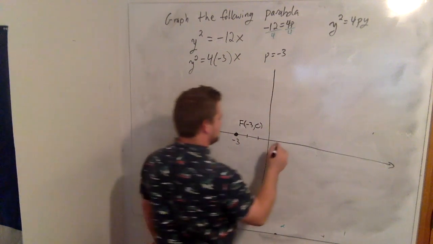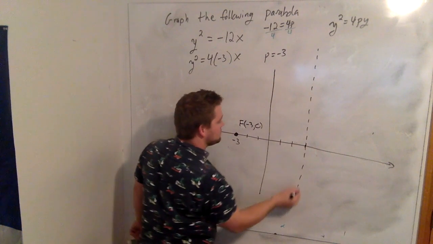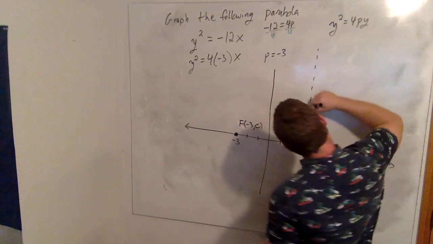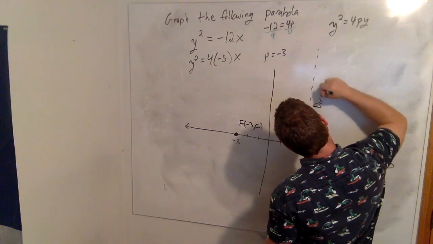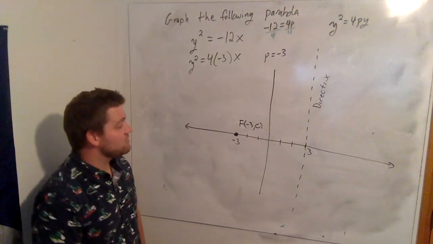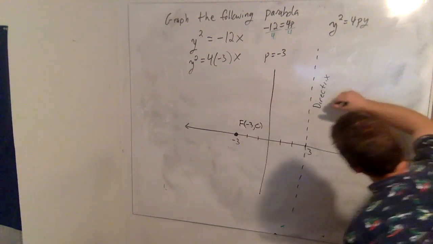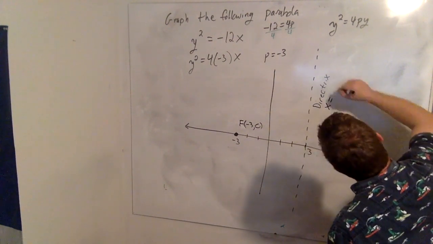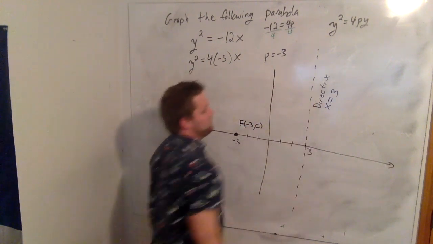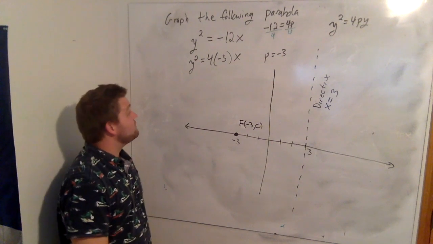Okay, the directrix will now be a vertical line. The coordinate here is 3. Here's the directrix. What will be the equation of the directrix? Well, this is a vertical line, so it's going to be x equals 3. This says no matter what y is, the x value is always 3. Okay, we're pretty much ready to start graphing this.